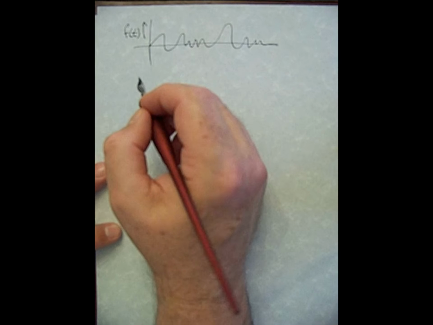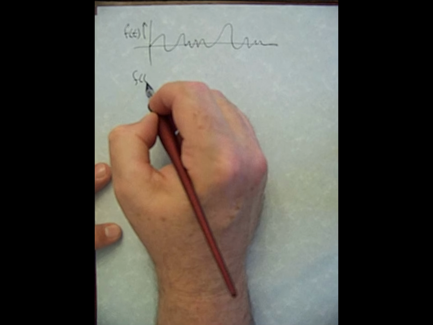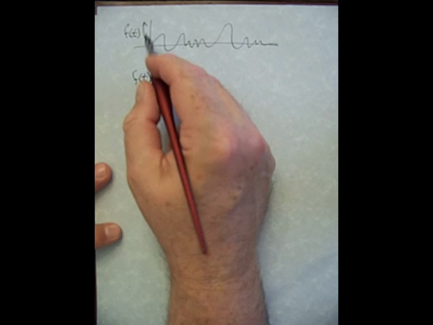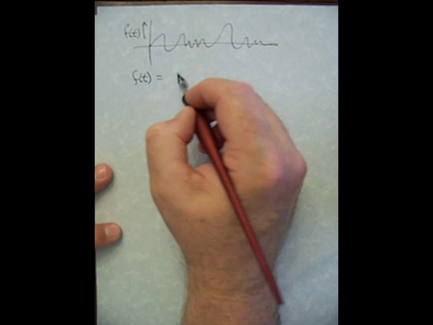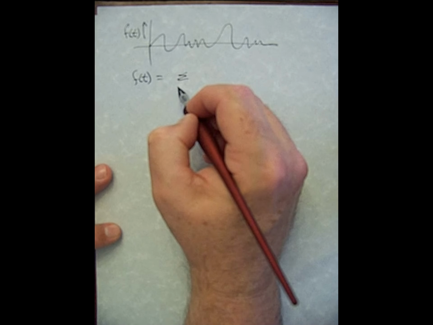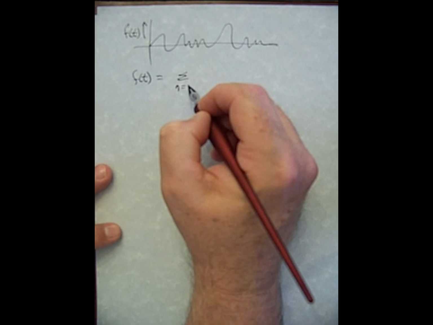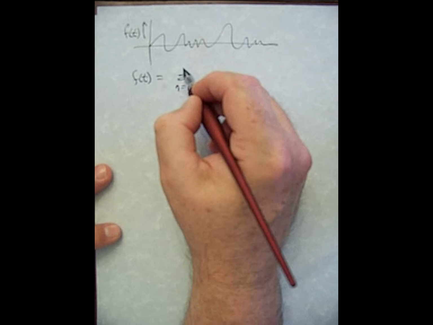And here we would say that f of t, or voltage or current, is equal to a summation from n equals 1 to infinity of a sub n times the sine of n omega times t. Omega being a particular frequency, n being an integer.